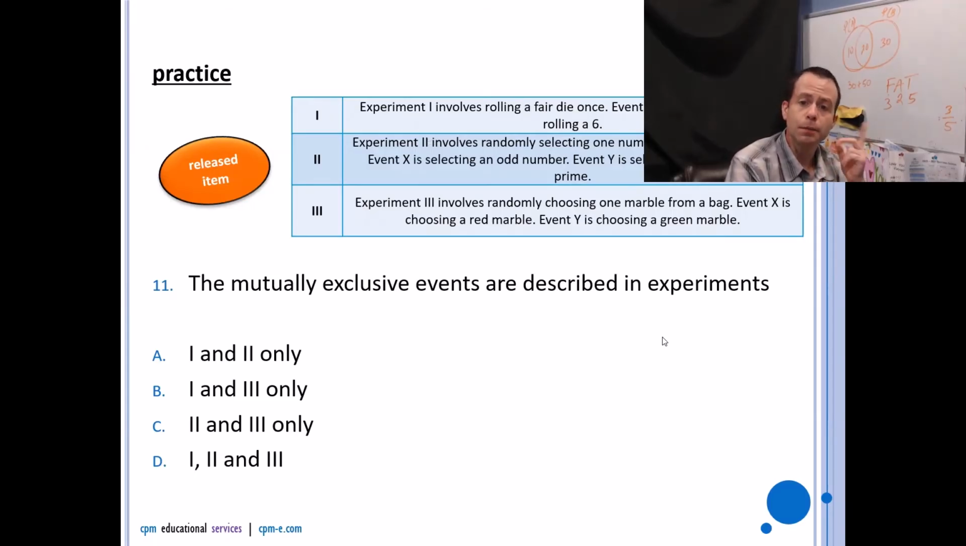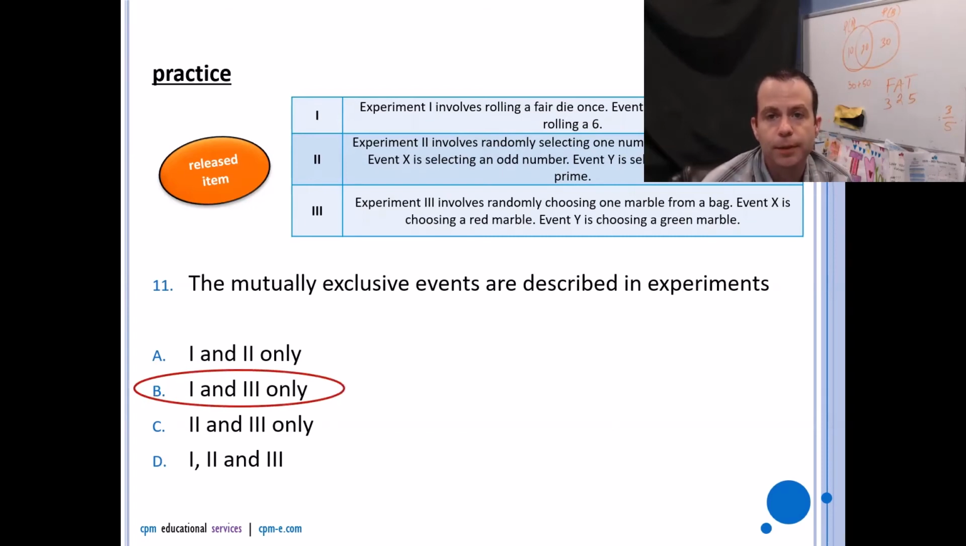Okay, experiment 3 involves randomly choosing 1 marble from a bag. Event X is choosing a red marble, event Y is choosing a green marble. Can I choose a red and green marble at the same time if I'm choosing 1 marble? No, okay? So there is no overlapping region there, so they are mutually exclusive. So 1 and 3 only are mutually exclusive there, 1 and 3.